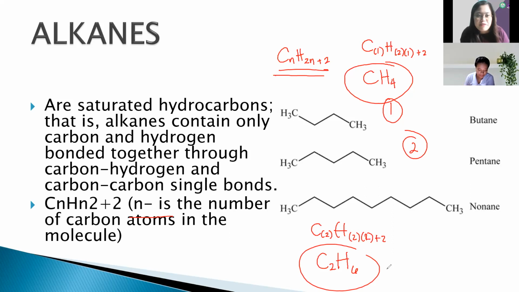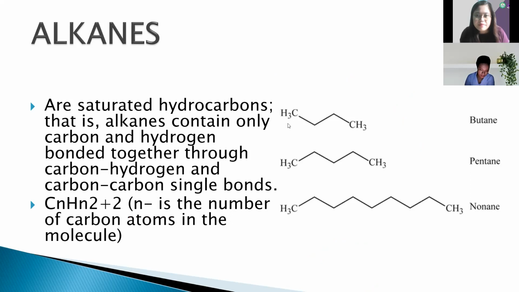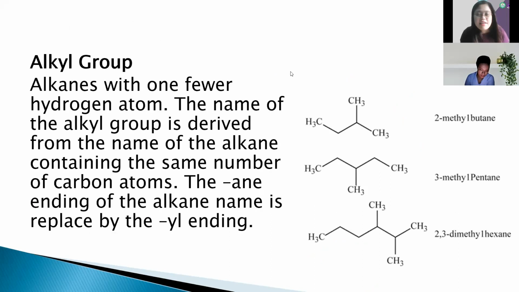Okay, so just follow that general formula and you can really predict the molecular formula of the alkane if you only know how many carbons are in the compound. Okay, so these are examples of the alkane class. Even if it has many carbons, as long as it's only between carbon and hydrogen and only single bonds, it's an alkane, that is their functional group.